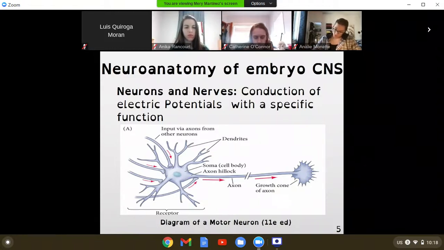Another important feature of the neuron is the axon. All of these axons are a continuous extension of the neuron cell body, and may be several feet long. If we look at the ones that we have, for instance, in our legs, they could be about 60 or 70 centimeters long. It all depends on how tall you are.